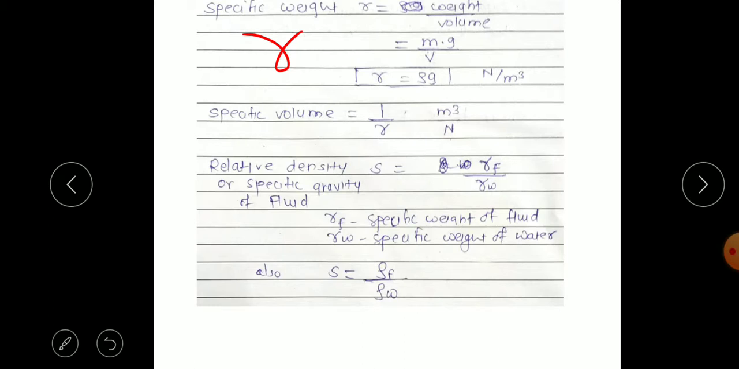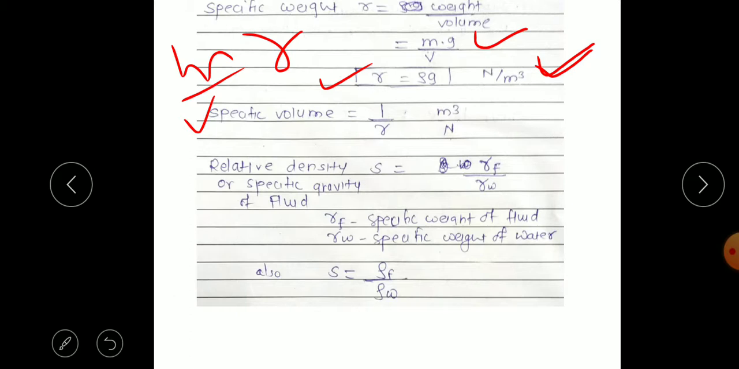So we know weight is equal to mg upon volume, and m by v, that is m upon v, is the density. So gamma is equal to rho g. So we can write weight upon volume, or gamma, is equal to rho g. Weight unit is Newton and volume is meter cube. So the unit of the specific weight is Newton per meter cube.